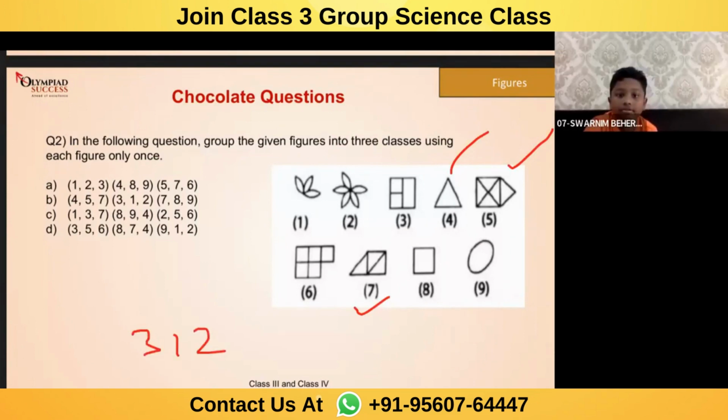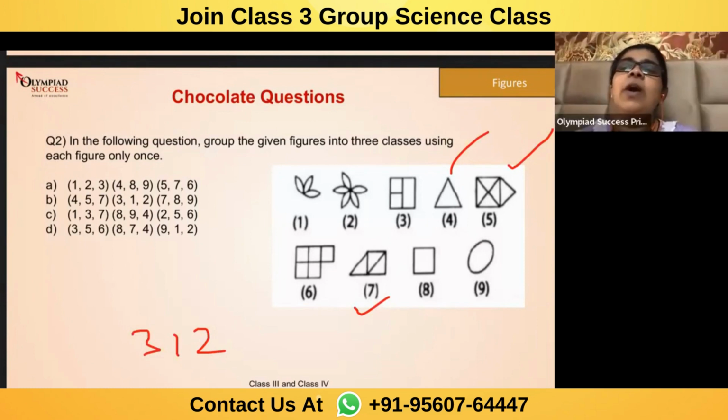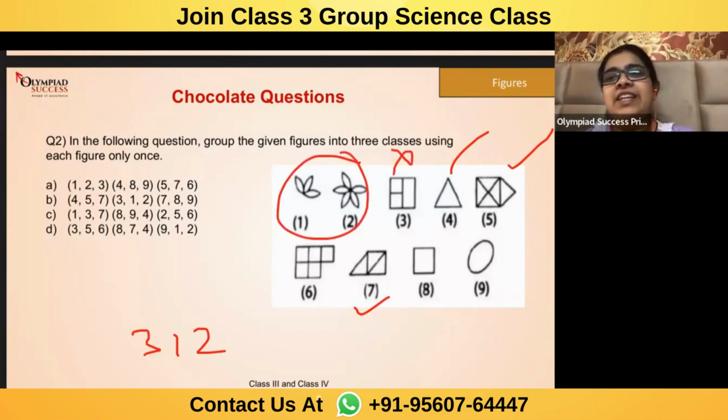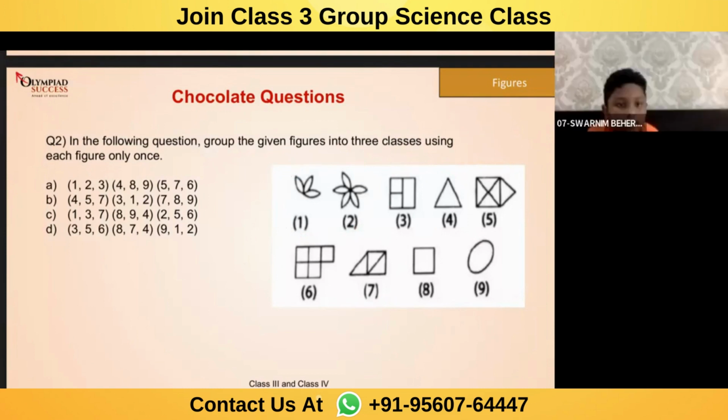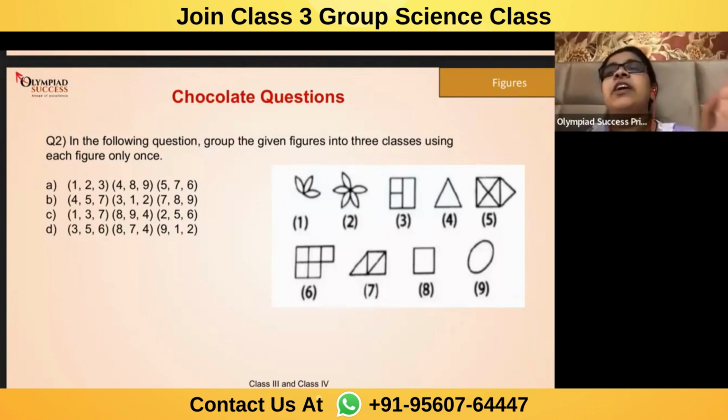3, 1, 2. What is common in 3, 1, 2? 1 and 2 have petals in it, but 3 is not having any petals in it. Yes, ma'am. Okay, so when you make a group, try to make a group in such a way that all of the groups are formed correctly. Jian, same for you, okay?